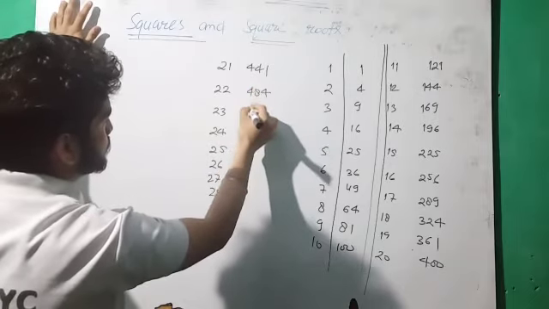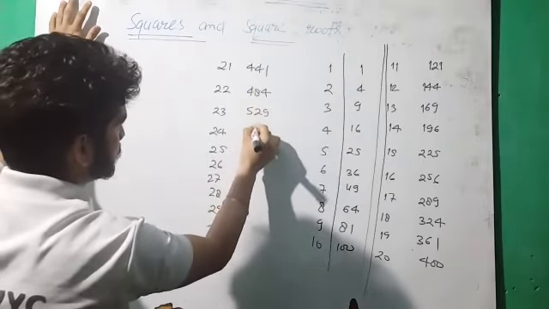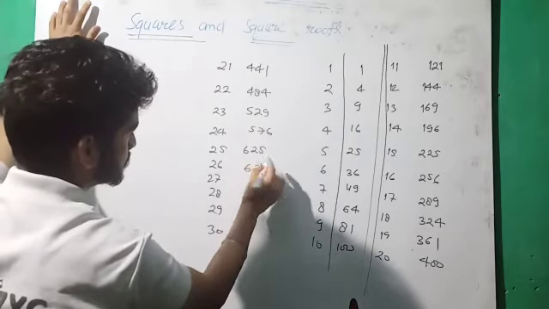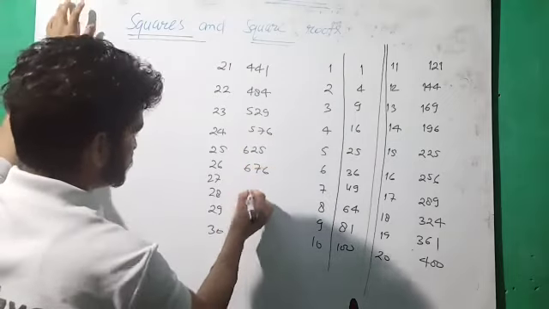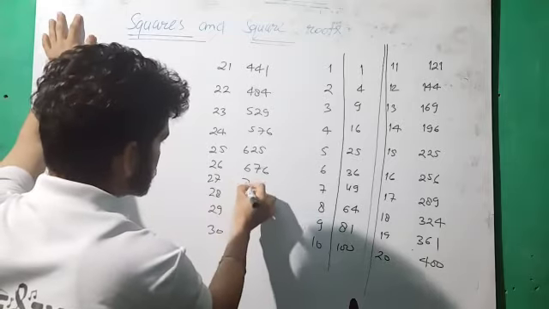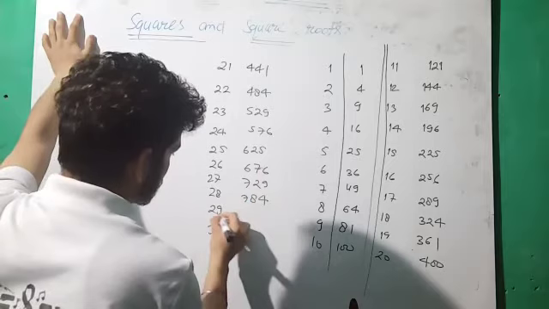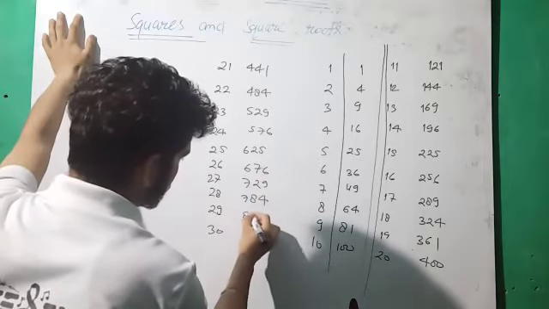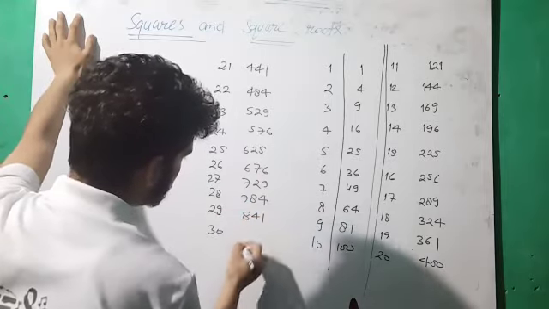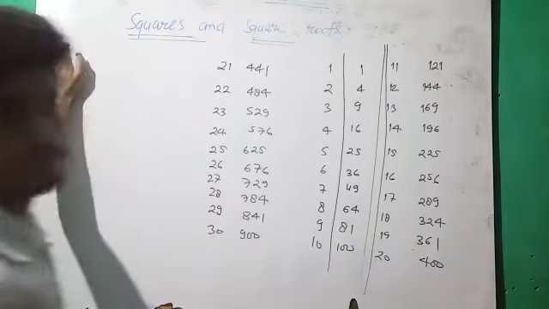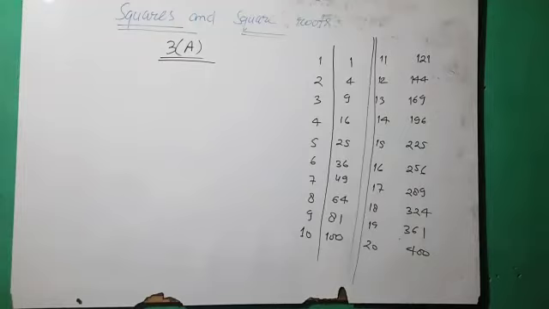441, 484, 529, 576, 625, 676, 729, 784, 841, then 900.